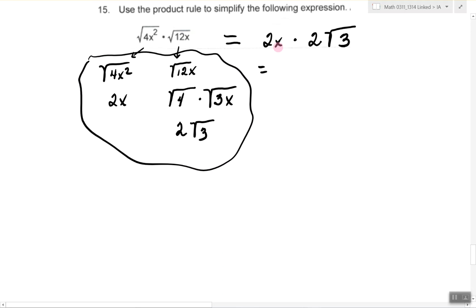I multiply rationals, which are things on the outside, and then radicals, if there are any. So 2 times 2 gives me 4 times x times the square root of 3. I ask myself one more time. I simplified. I multiplied. Can I simplify again? This time the answer is no. I'm done.